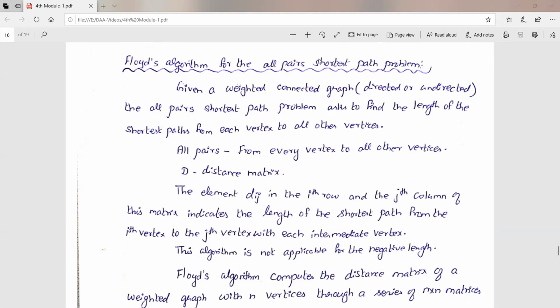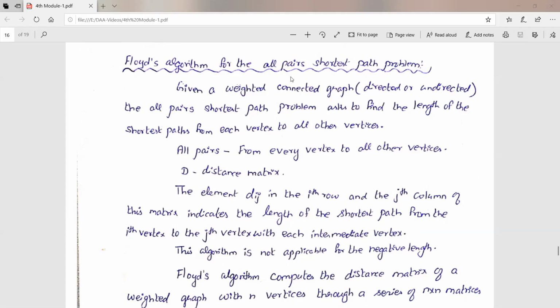So here we have to consider all the vertices as the source vertex and also all the vertices as the destination vertex. The procedure will be the same as Warshall's algorithm. In Warshall's algorithm, we are not considering any weight. We are finding the transitive closure, which is nothing but the path matrix. So we have to find whether the edge is present or not.